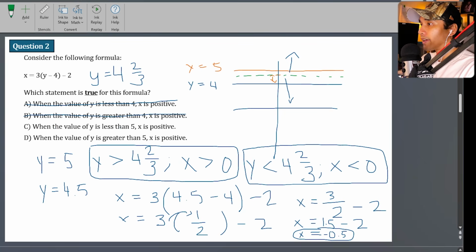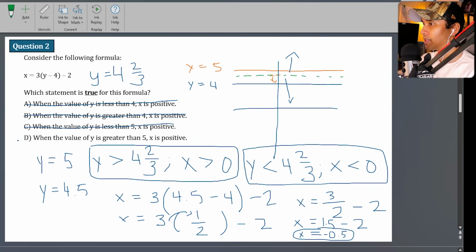When the value of y is less than 5, x is positive. So y values less than 5, x is positive. Well, if we look at our rules over here, y values less than 5, and we chose 3, right? We chose 3, and then we got a negative number. This rule's okay, because the cutoff is below the 5. So we could cross this out.